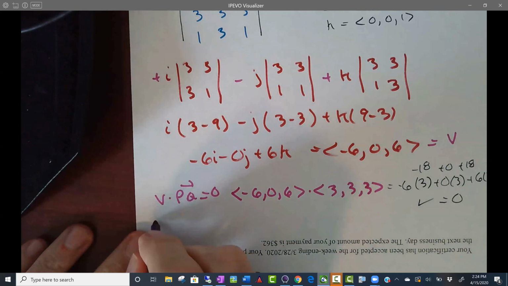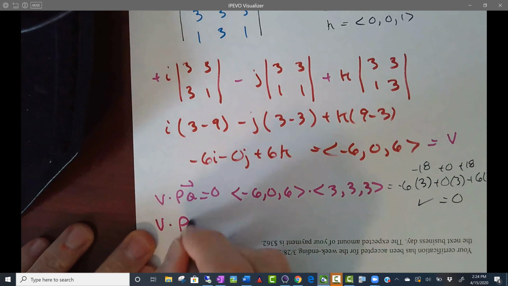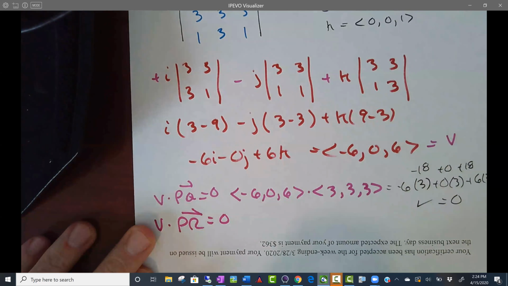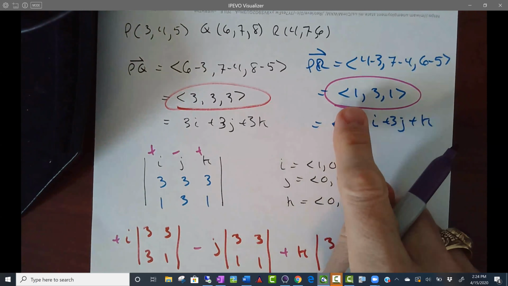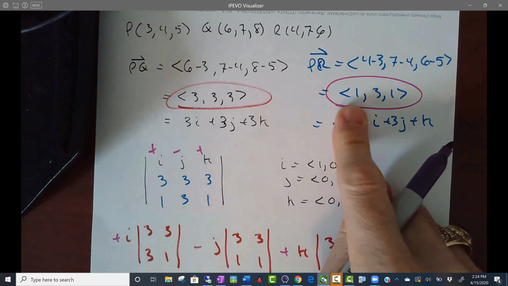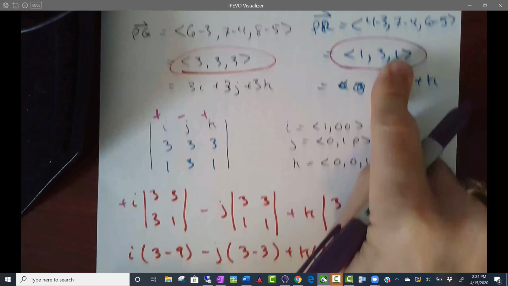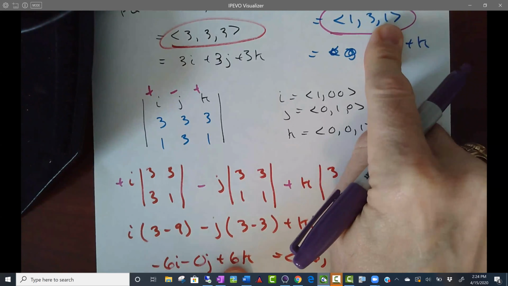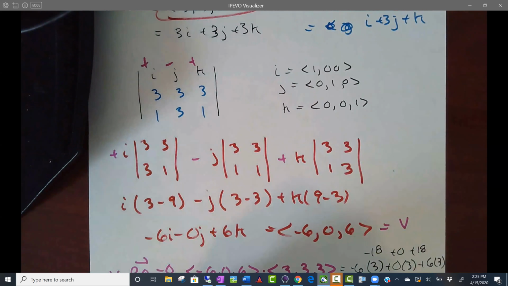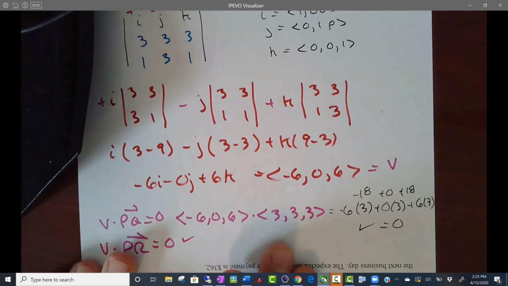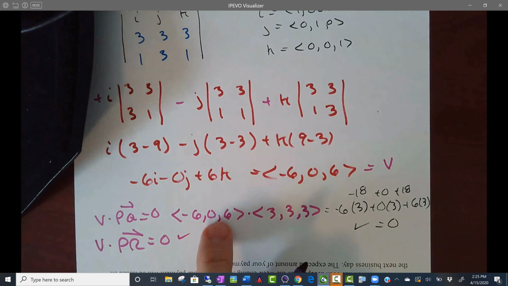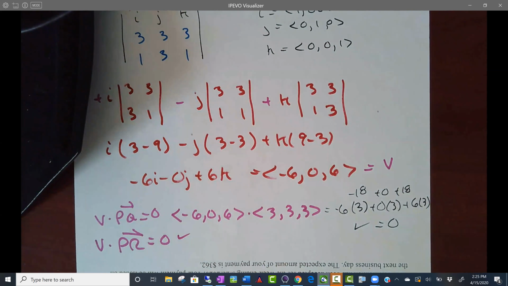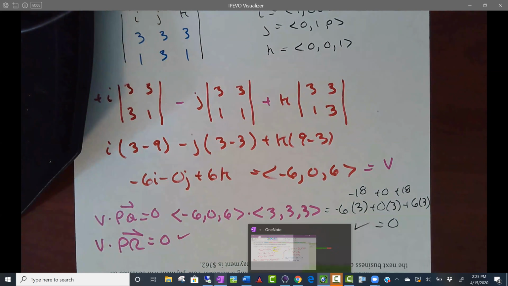And you can do likewise with v dot PR and verify that that's also 0. I think it's pretty easy to see because you'll have negative 6 times 1 is negative 6 plus 0 plus 6 times 1, and that's going to be 6. Negative 6 and 6 again would be 0. So it checks. So the vector that we created here, that negative 6, 0, 6, is perpendicular to both those other two vectors. So that's kind of the cool thing that you can get when you do the cross product.